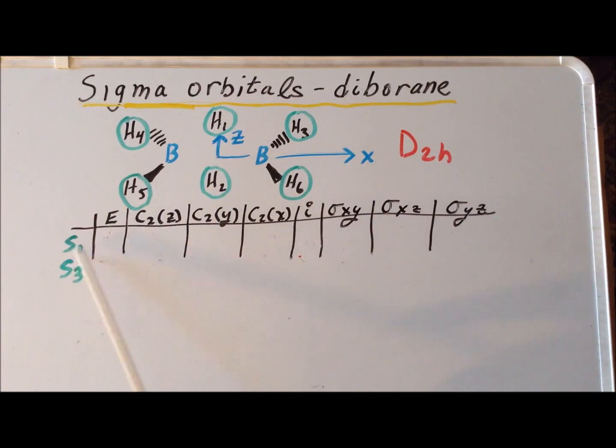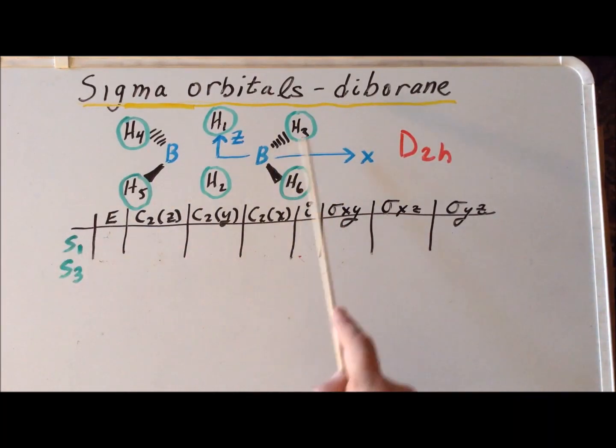So the s orbital corresponding to H1 we're going to call S1. The s orbital corresponding to H3 we're going to call S3 here. So just not to get confused by the difference between H and S. H is for the hydrogen atom itself, and S is for the corresponding s orbital on that particular hydrogen atom. So we need to have two rows because S1 and S3 are not symmetry equivalent. Okay, so let's see what happens to S1.